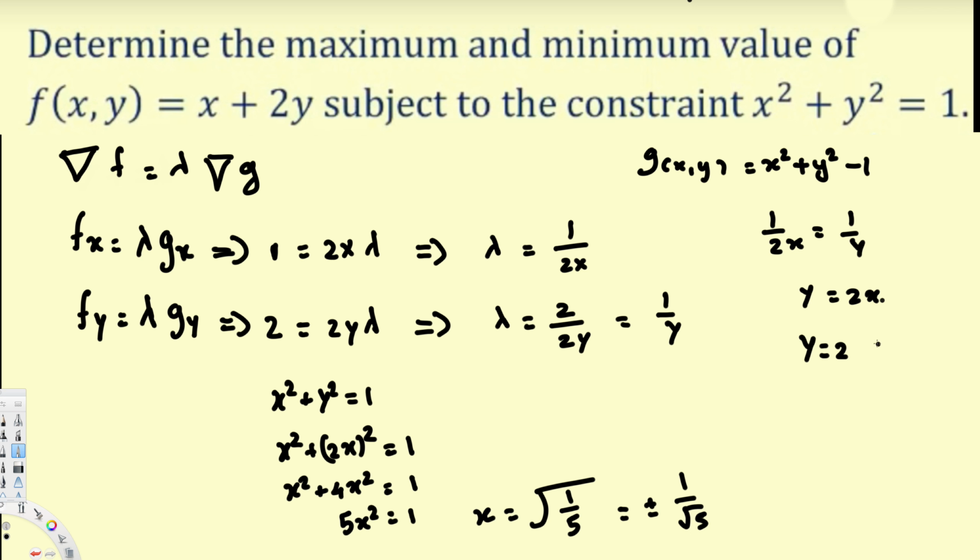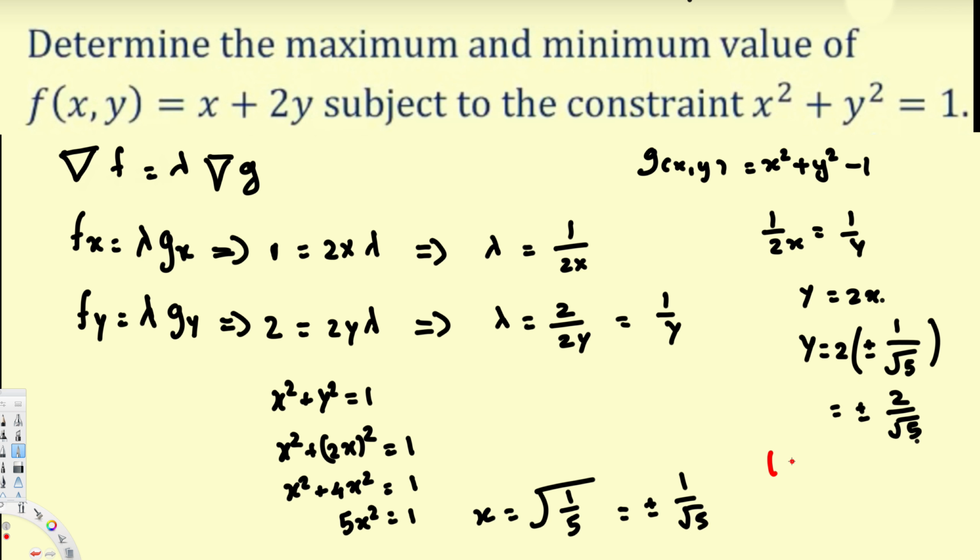y is equal to 2x. Okay, and we know that x is plus or minus 1 over square root of y. So if we plug that in, plus or minus 1 over square root of 5, we will get plus or minus 2 over square root of 5. Okay, so we are going to have actually four different points, because we have plus or minus, plus or minus.